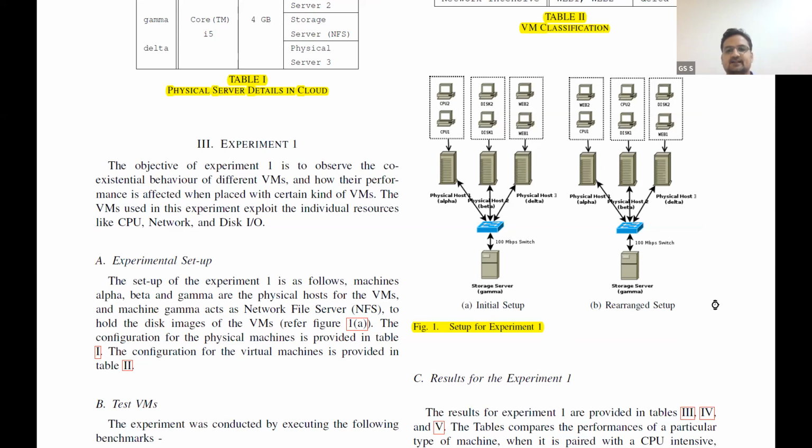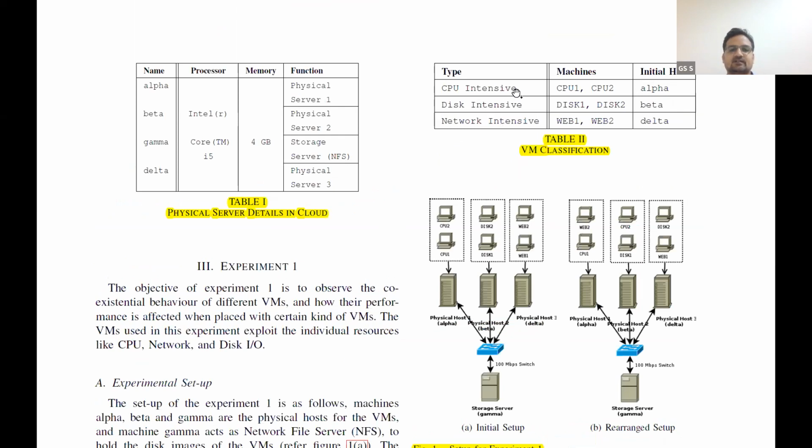So if you look at this diagram, CPU intensive applications known as CPU 1, CPU 2, were placed on alpha. This is the first physical server where they were placed. Beta, delta. Disk 1, disk 2, they are disk intensive virtual machines. How do you make a VM disk intensive? You run some specific programs known as disk benchmarks inside them, so they become disk intensive.